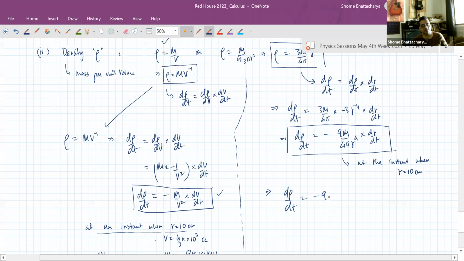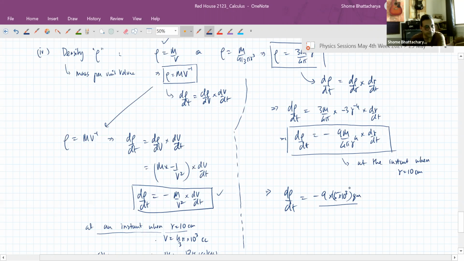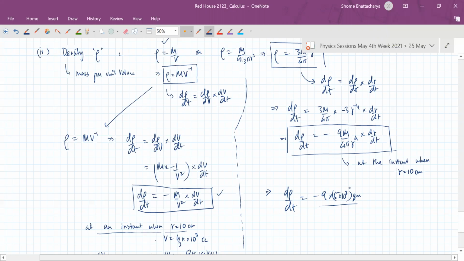So minus 9 into 5 kg. Yes, Srijita, you have a question? Yes, sir. How did you get m into minus 1 by v square? The first one. Okay, that one.